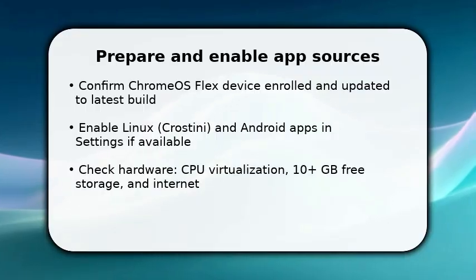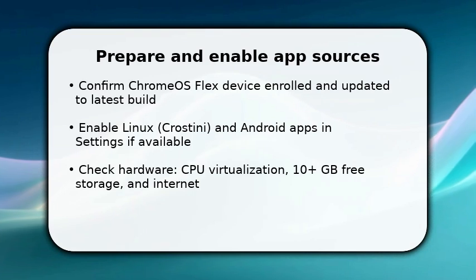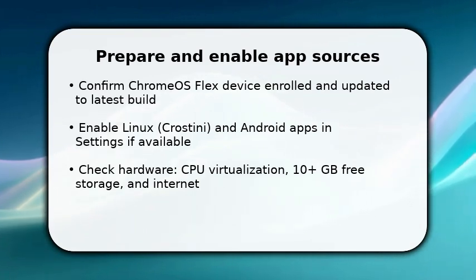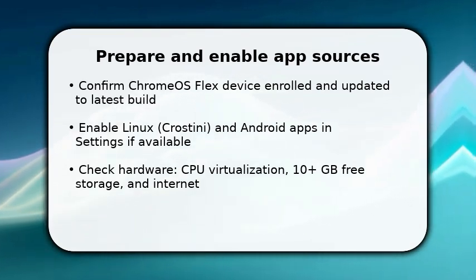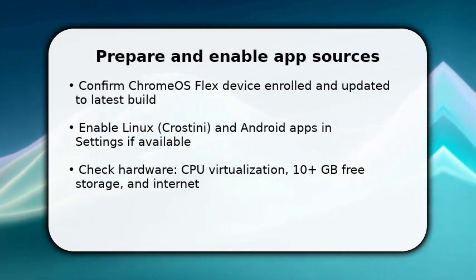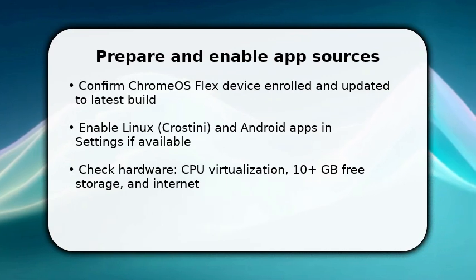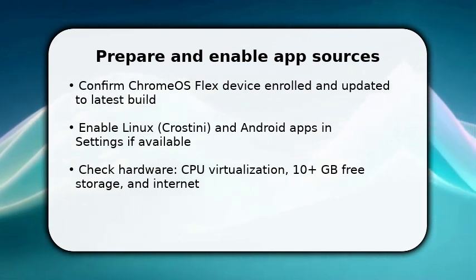You'll start by turning on the platforms that let apps run. Open Settings and enable Linux, Beta, and Android apps when present. This provides two distinct runtimes. Install the latest system update so drivers and containers behave predictably.